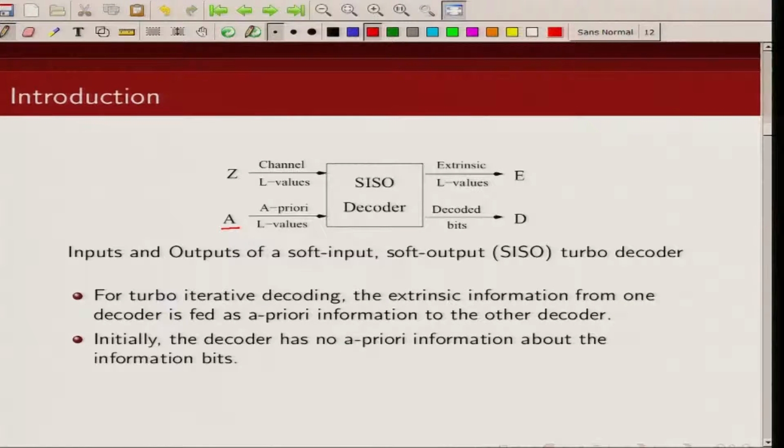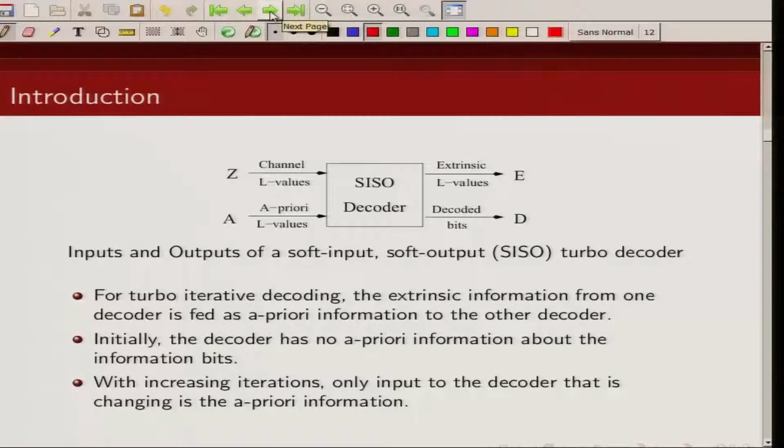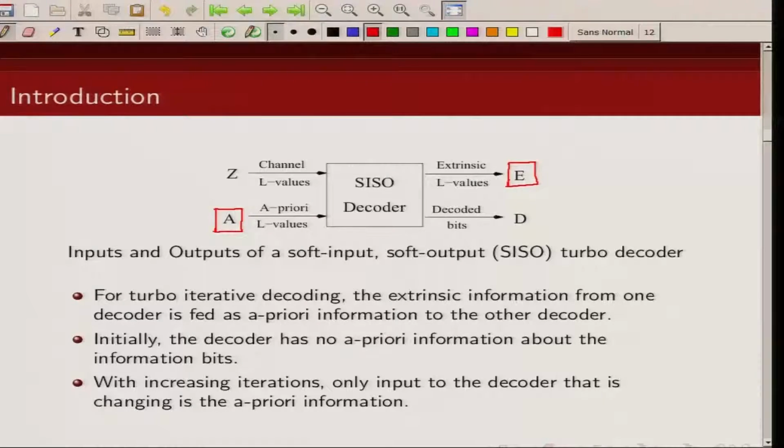As I said, initially we do not have any a priori value, but subsequently after half an iteration extrinsic information is generated and that is passed on as a priori value to this soft input soft output decoder. And again I emphasize, the only things changing with iteration are these extrinsic values and a priori values. So if you want to track how your turbo decoder is working with iteration, you need to track these two quantities, and we are going to talk about the various measures that we can use to track these two quantities.